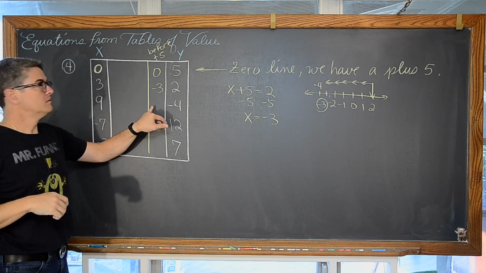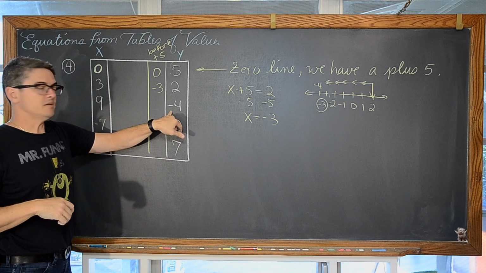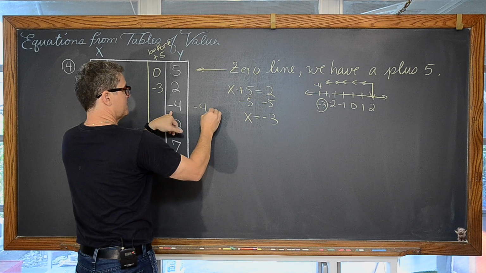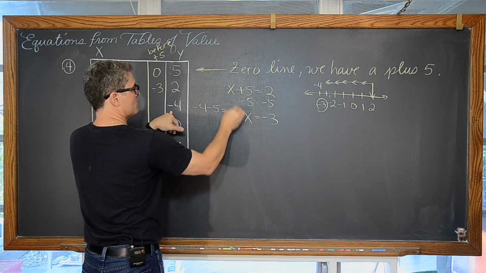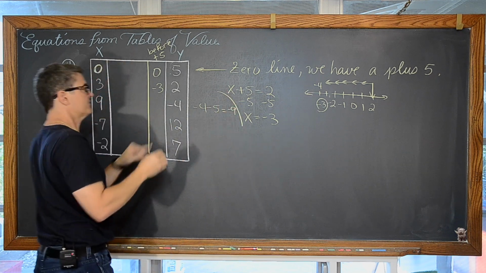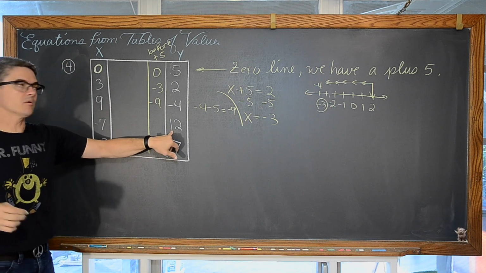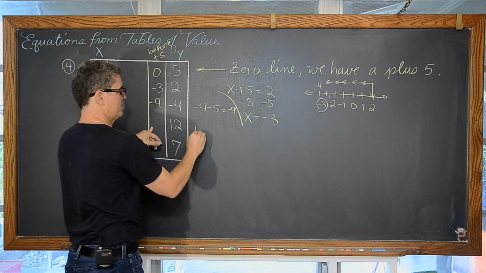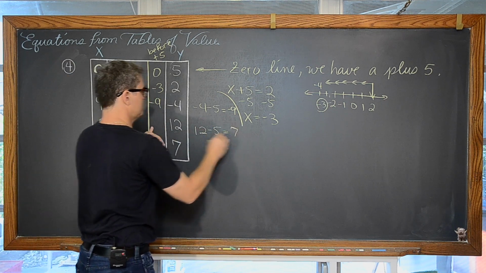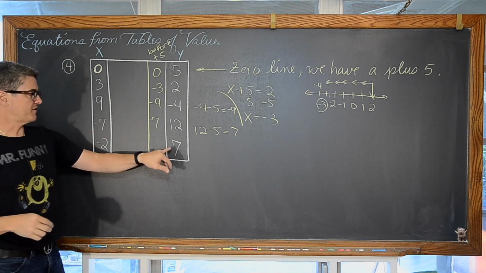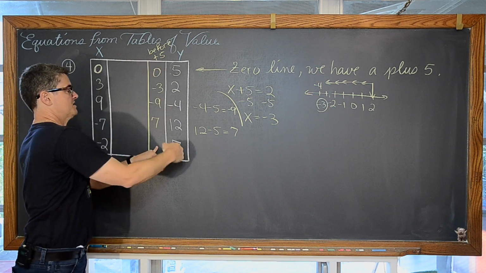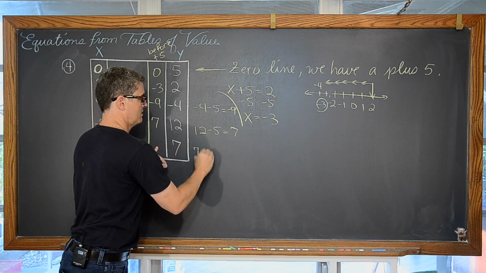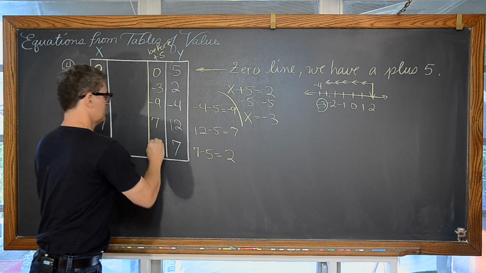What number plus 5 is equal to negative 4? Or going in reverse, negative 4, let's give you another look. Negative 4 minus 5 is equal to negative 9. What number plus 5 is equal to 12? Well, going in reverse, that would be 12 minus 5 is equal to 7. And then finally, what number plus 5 is equal to 7? Well, working our way backwards, we would be doing subtraction, which is equal to 2.